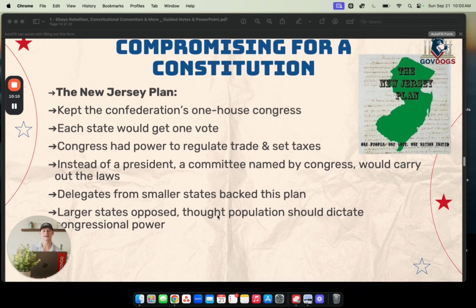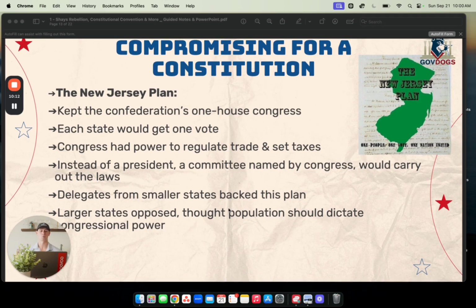So what the New Jersey Plan did was keep the Confederation Congress's one-house legislature, okay? Each state would get 1 vote, okay? So it doesn't matter if you have a large population, doesn't matter if you have a small population, you all get the same amount of votes. Okay, Congress had the power to regulate trade and set taxes. That's very important. Instead of a president, a committee named by Congress would carry out the laws. Delegates from smaller states are obviously going to back this because that gives them equal power as the larger states. And the larger states opposed it because they thought the population should dictate congressional power.